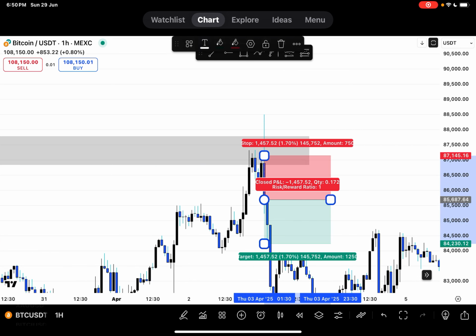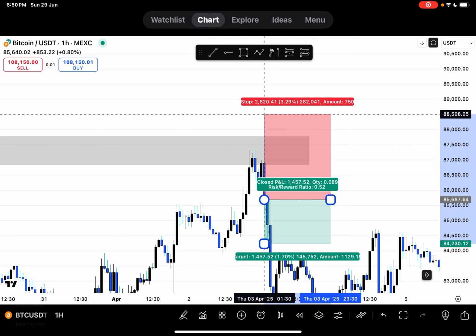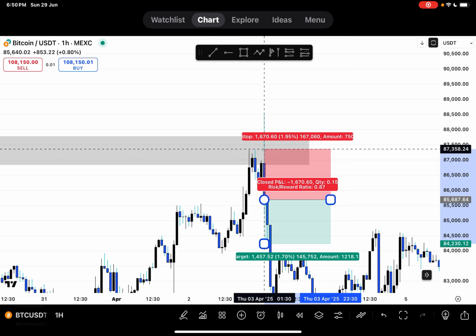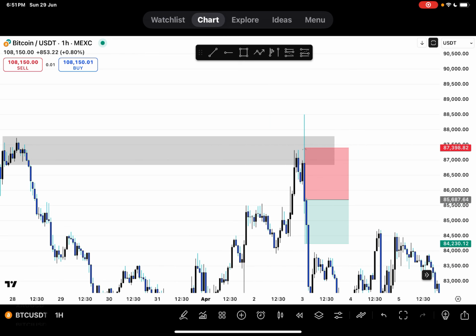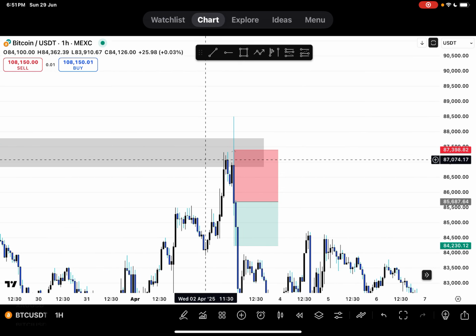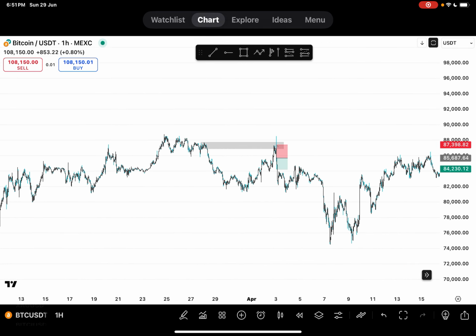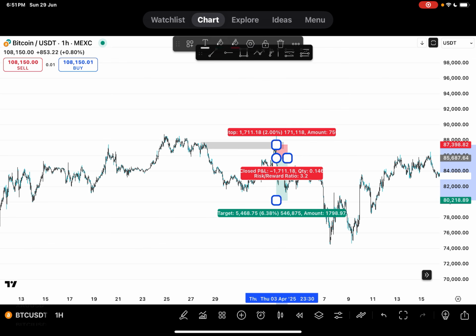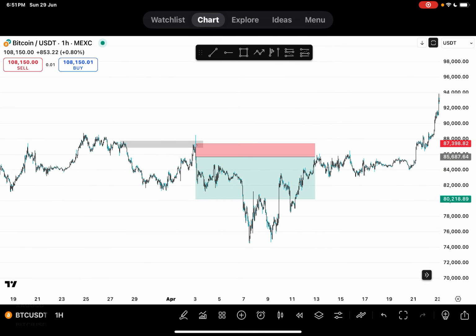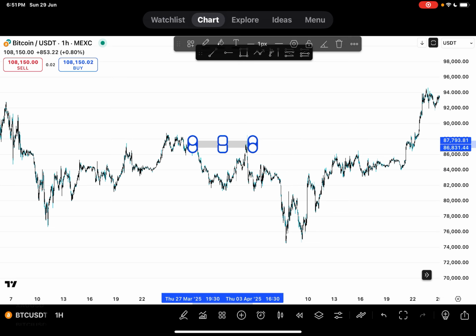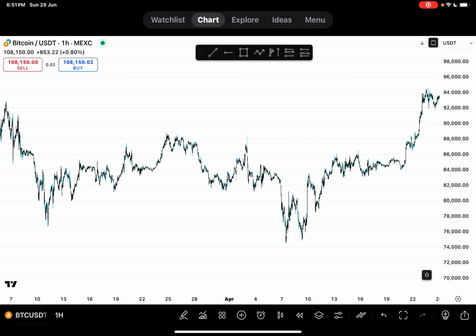Maybe you're entering here, and you cannot give such a big stop loss. You maybe give a stop loss somewhere around here, right, using this to support your trade. And then you aim for 1, 2, 3. So what did we learn? That whatever concept we're using in our trading, we want to see that thing at the right place.